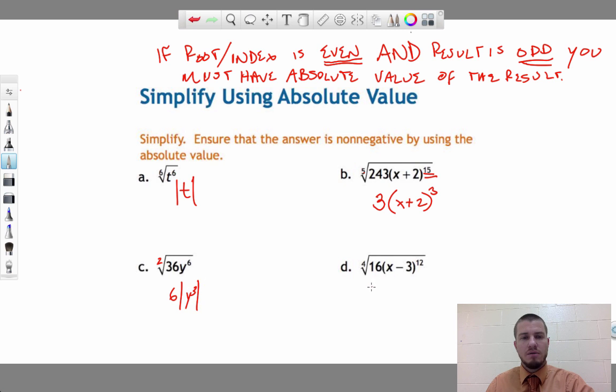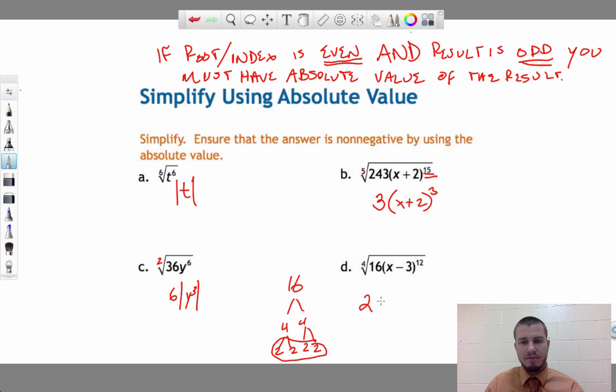And this last one, the fourth root of 16 is going to be, well, let's go ahead and do the factor tree for this one. The fourth root of 16, if I do the factor tree, I get 4 times 4, 2 times 2, times 2 times 2. And because it's a fourth root, I'm looking for 4 of one number. I have 4 2's, so that's 1 2 that comes out. Nothing is left on the inside.